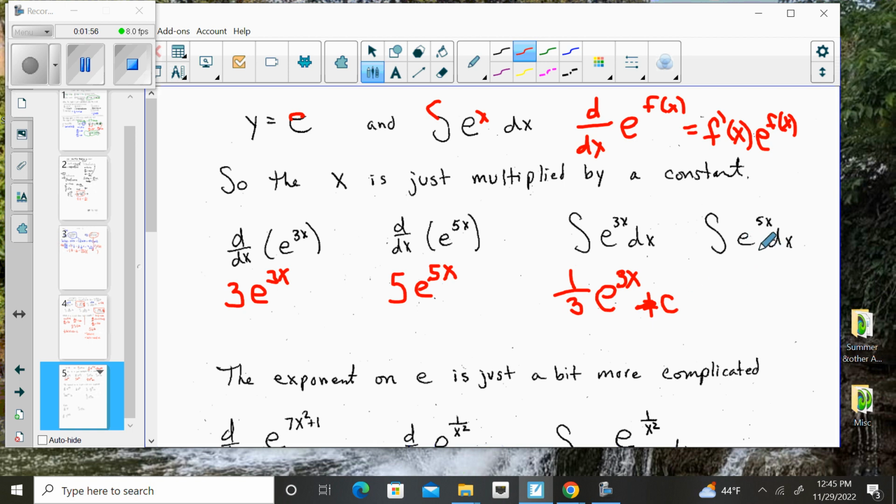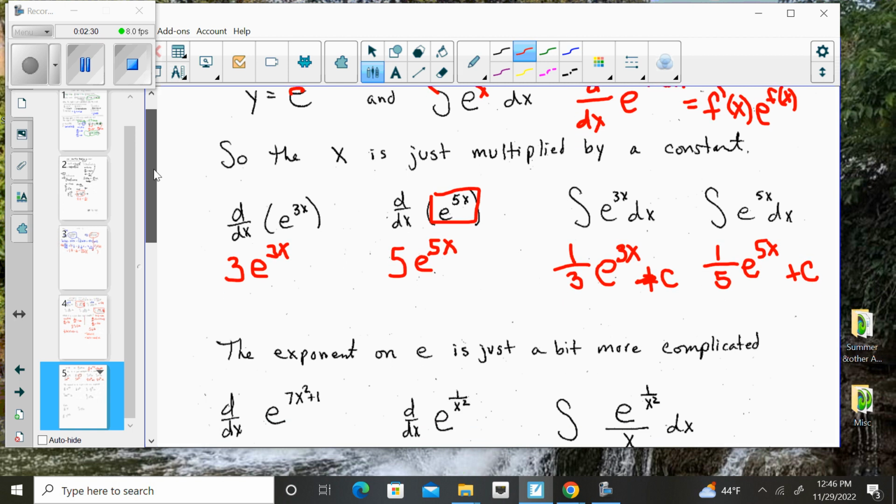So if you can do this problem, then it's not a stretch to say that this would have to be 1/5 e to the 5x. And you can tell you're right because if you took the derivative of this, where you drop the 5, and then leave e to the 5x the same, you'd get back to this. Taking the derivative of here, these 5s and these 3s would cancel out and you'd get back to where you started. So let's get just a little bit more complicated.